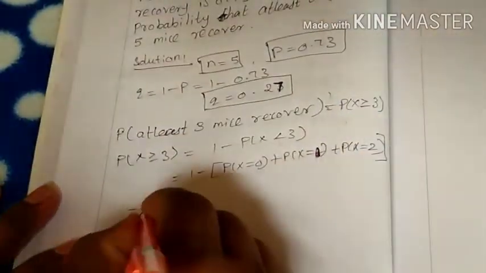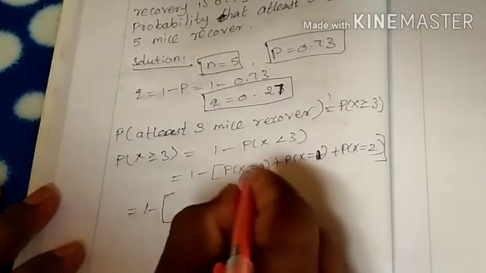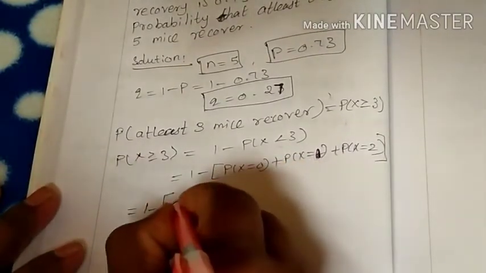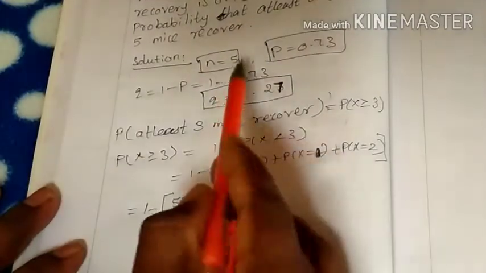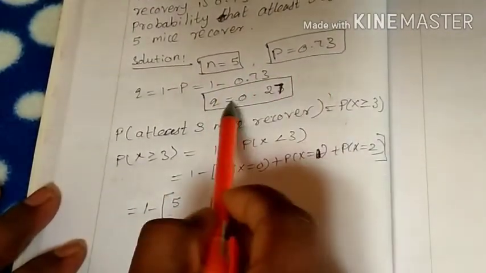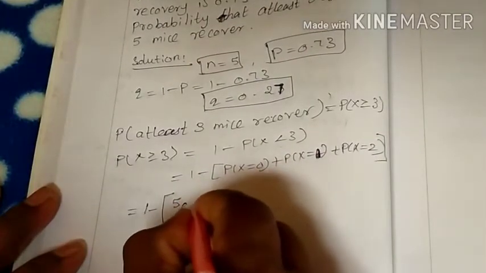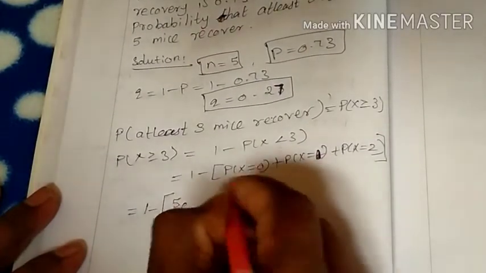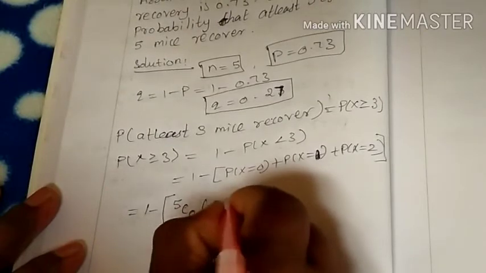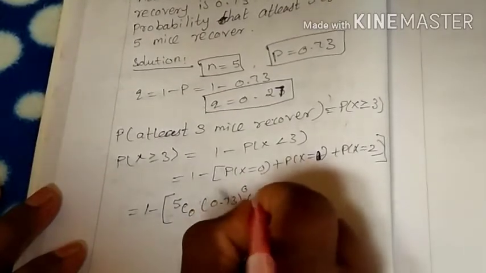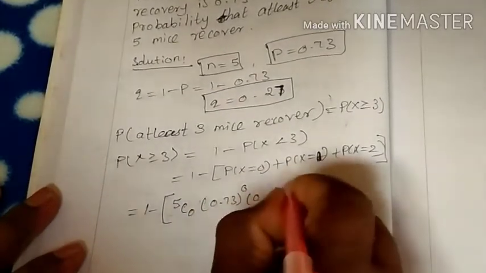Okay, so 1 minus, this is x is equal to 0 now. So nCx, n is 5, p is equal to 0.73, q is equal to 0.27. So nCx, x is 0, because x is equal to 0. p is 0.73 power 0, q is 0.27 power n minus x.